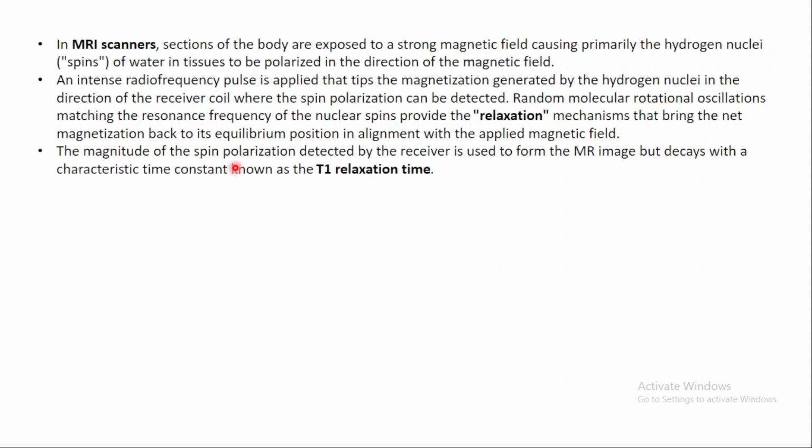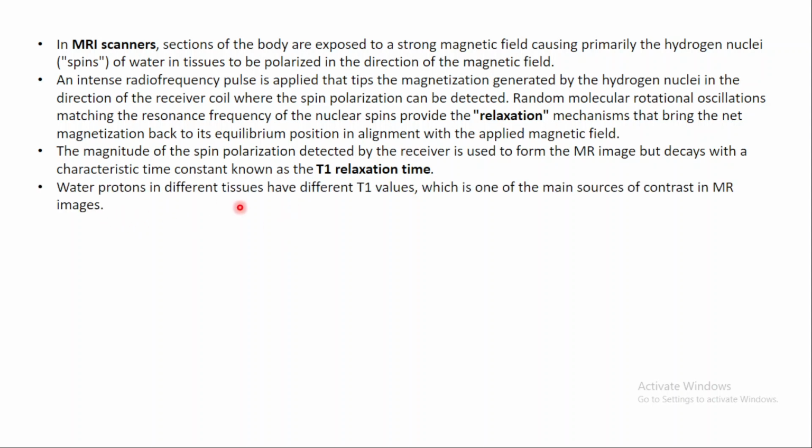The magnitude of spin polarization, which is detected by the receiver coil, is used to form the MR image, but it decays with a characteristic time constant known as T1 relaxation time. So whatever polarization of hydrogen nuclei is captured by the receiver is used to form the MRI image. But this spin polarization decays with time, called the T1 relaxation time.